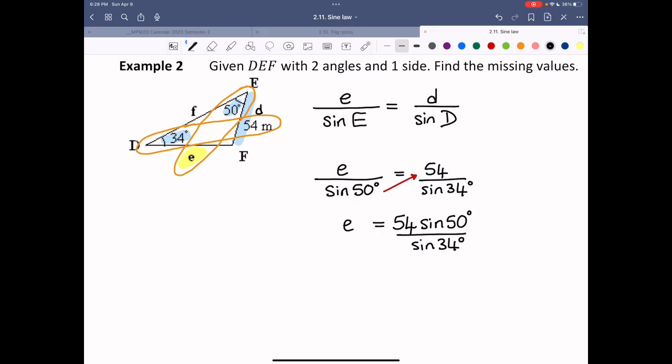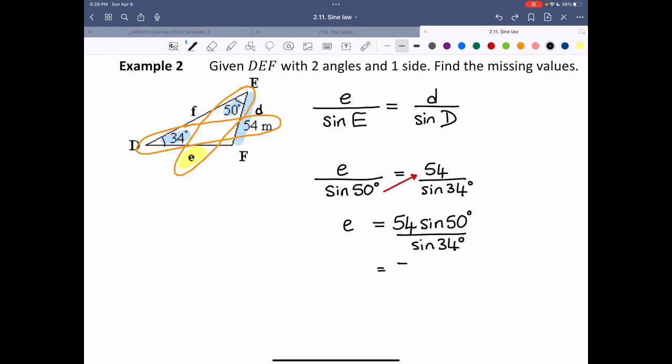Now it's time to get your calculator out and put that in. Please use brackets if you wish, or you can just type it in. You should be able to type in 54 sine 50 divided by sine 34, and your calculator should know. Now we get a decimal for an answer, so let's focus. What is it we're finding here? We're finding a side length. Because we're finding a side length, we need to round to one decimal place. That's the general rule, 1 or 2 decimal places.